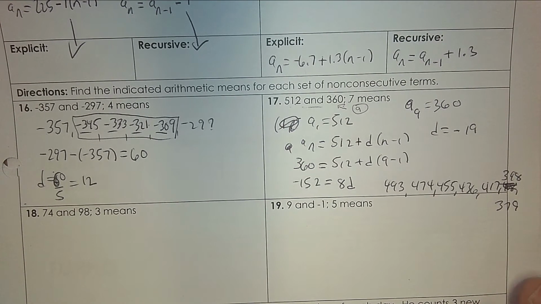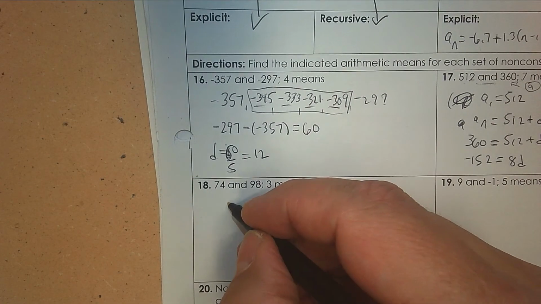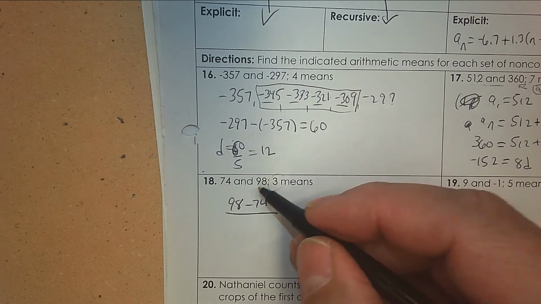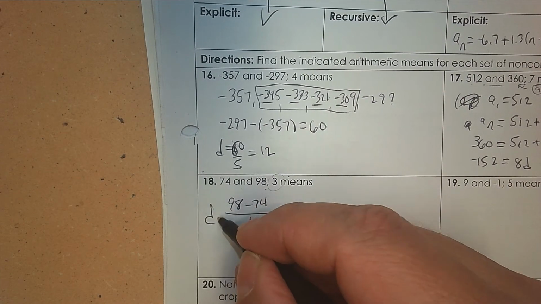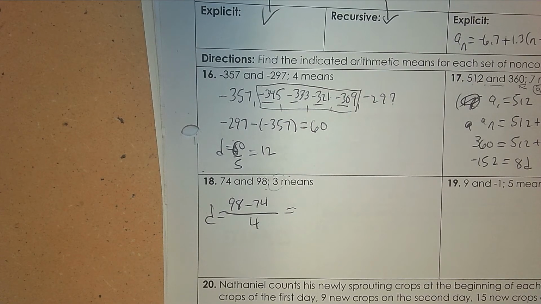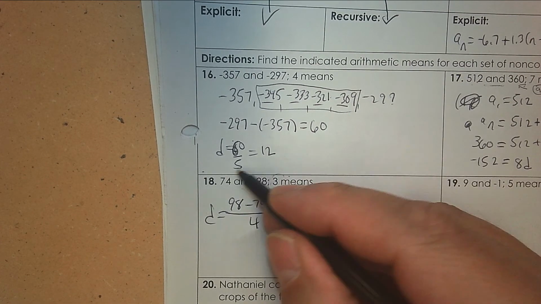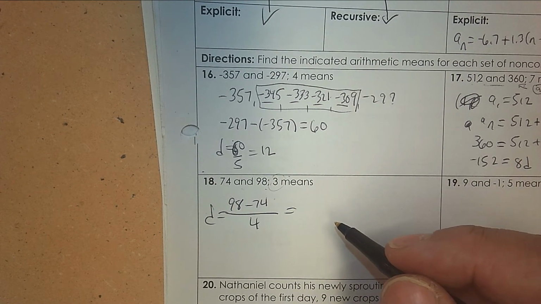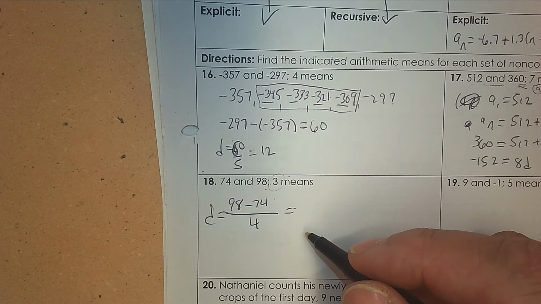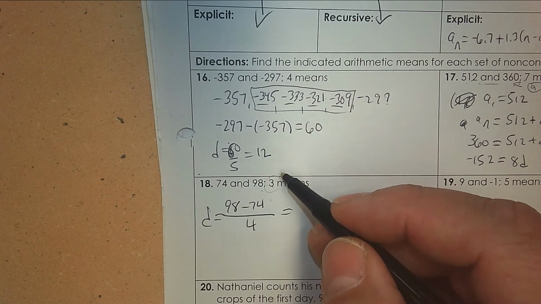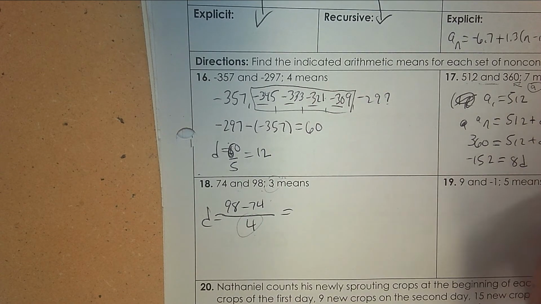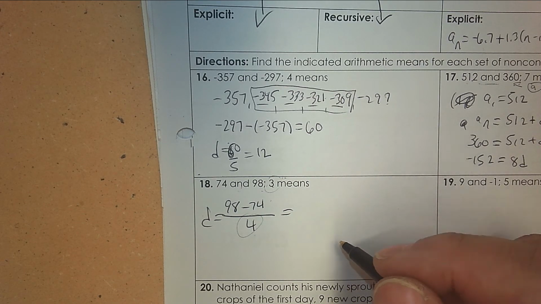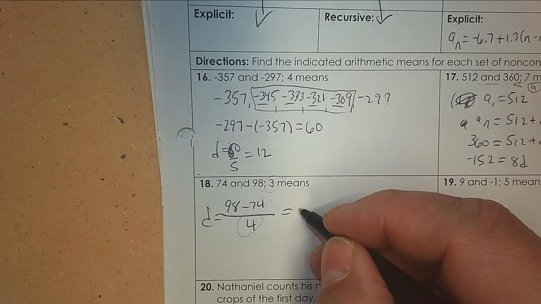Let's go back to the other way. So subtract these, 98 subtract 74, and then divide it. Now if you have 3 means, you just add 1 more to what you divide by to find the common difference. Or if you like, there are 5 numbers here, and so you can go 5, take away 1 to get 4, same idea. And then do the math. The common difference would be 6.